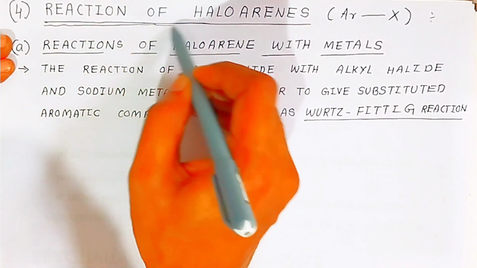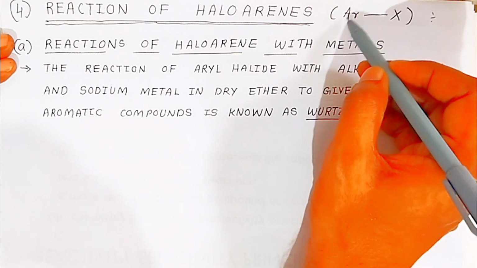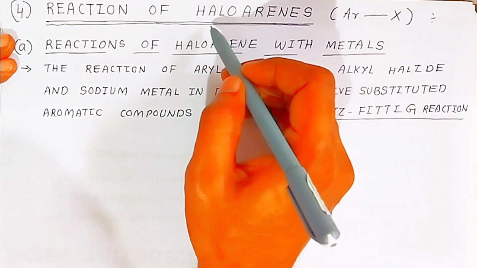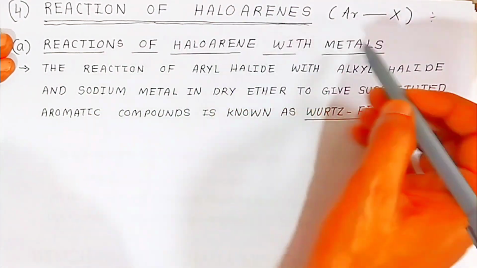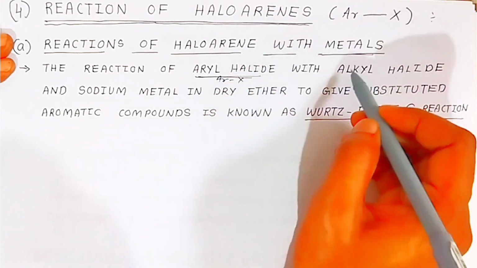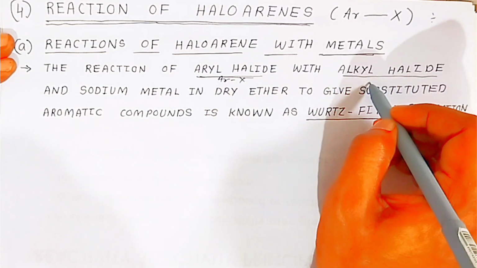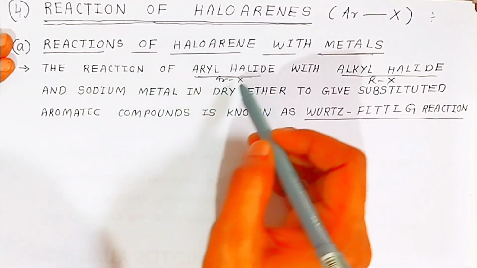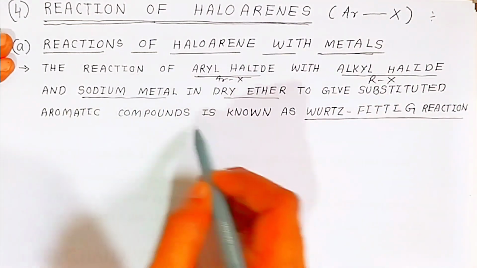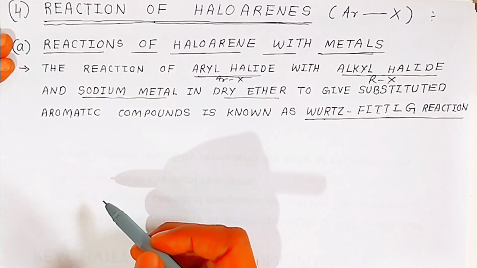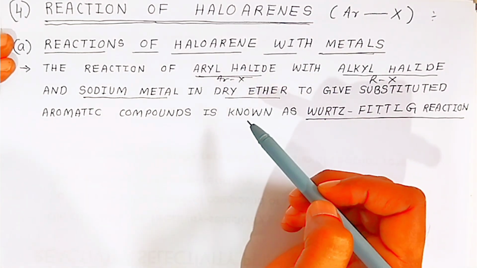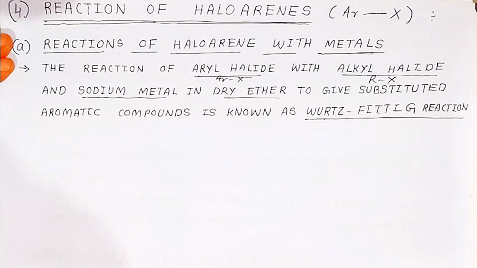Okay, students, now we are going to see the reaction of haloarenes that we represent with ArX. Understanding? This is aryl halide. You can also say aryl halide, or in IUPAC name we call them haloarenes. The reaction of haloarenes with metals. What happens, students? A reaction of aryl halide, that is ArX, with alkyl halide, that is RX, and sodium metal in dry ether gives a substituted aromatic compound, known as the Wurtz-Fittig reaction. So here, students, we are taking aromatic as well as aliphatic halide, and we are going to see what product will form, which is also called the Wurtz-Fittig reaction.